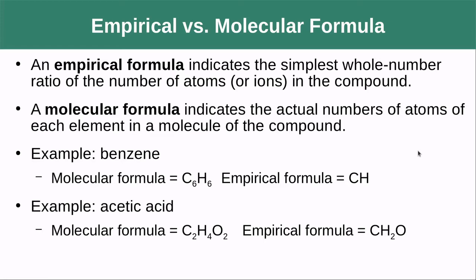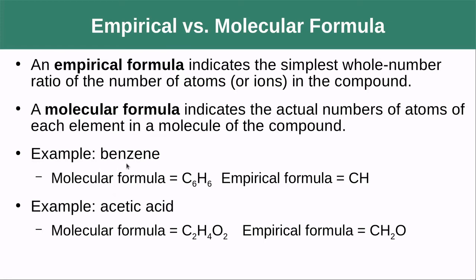Now, empirical versus molecular formula. The empirical formula indicates the simplest whole number ratio of the number of atoms or ions in a compound, whereas a molecular formula indicates the actual numbers of atoms of each element in a molecule of the compound. Here's my example down here.